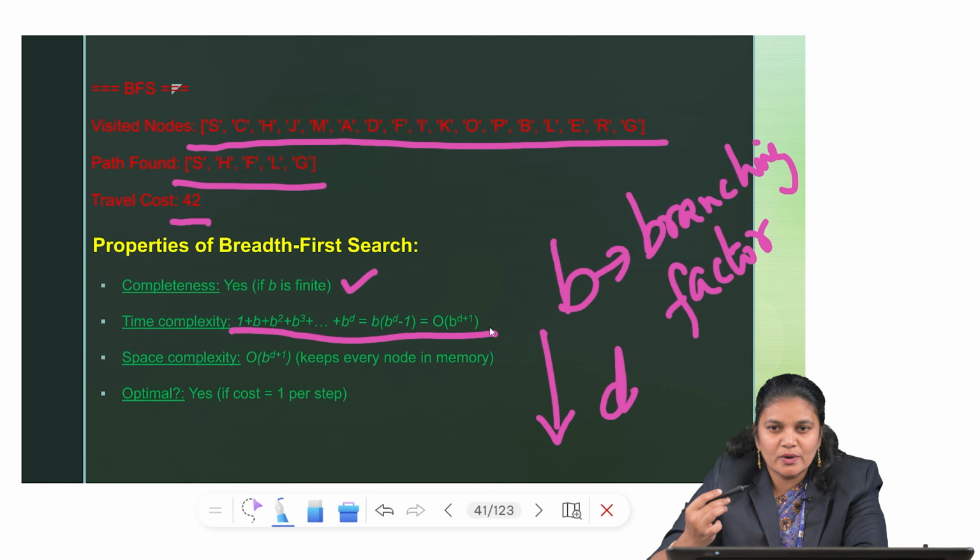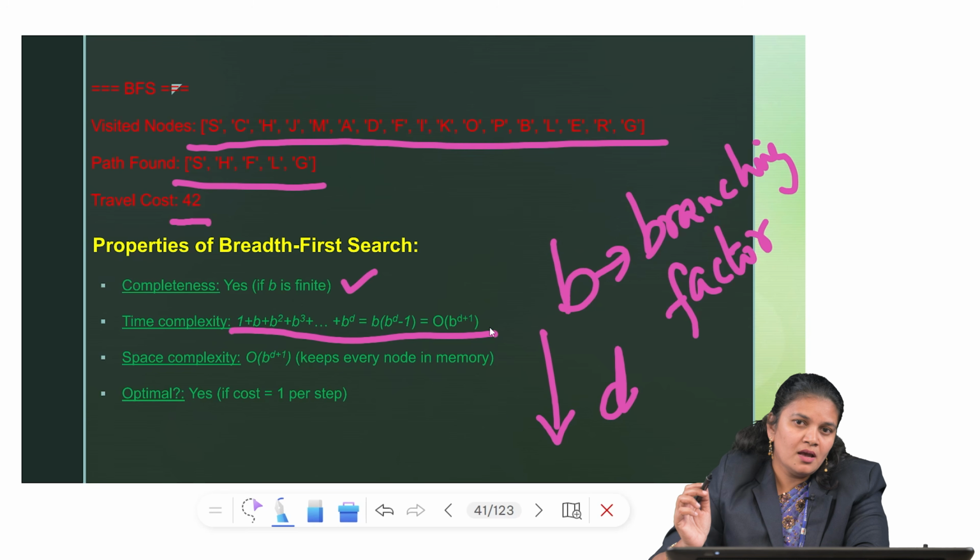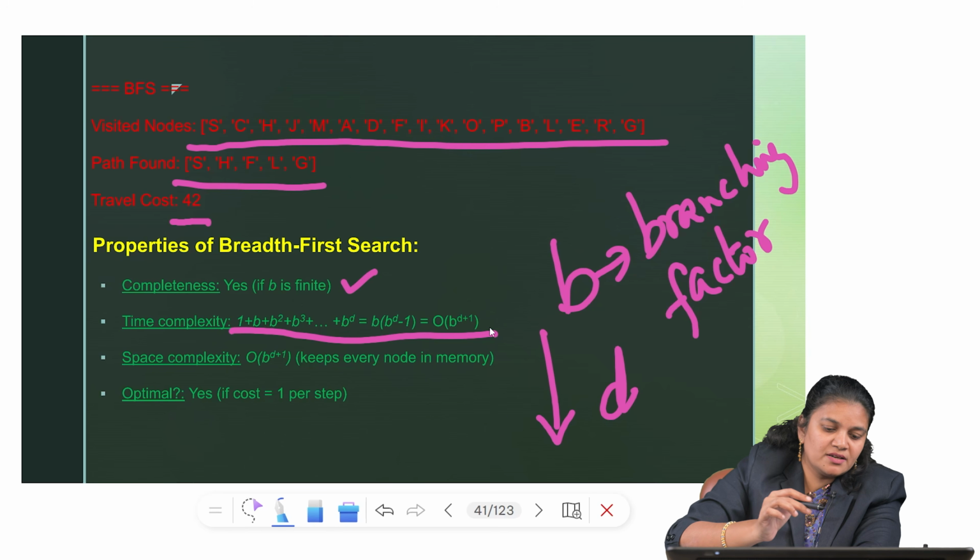Space complexity is very similar to that of the time complexity, because every single node we have to save in the memory. In order to find out the path back towards the parent, we have to save it back. So the space complexity is the same.